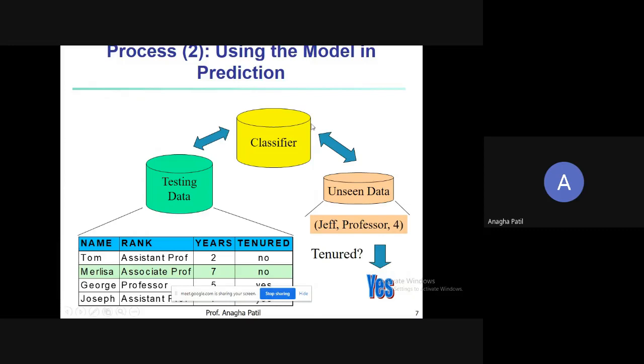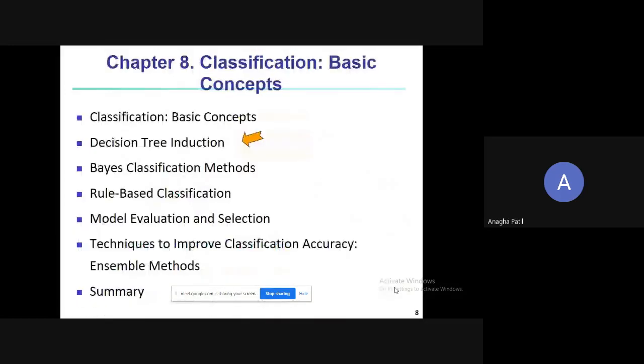So this is just an example of how your model can be used for the prediction purpose. Let's say that you have got data saying that Jeff is the name and the rank is professor and the years spent are 4. As we have made the rule saying that if the rank is professor, tenured should be equal to yes, we have predicted the class label as tenured is equal to yes. This is how basic classification would work.